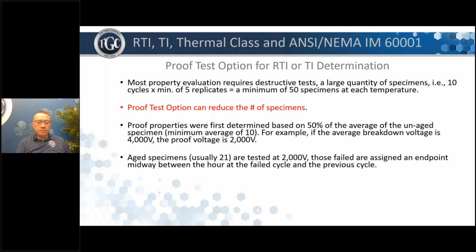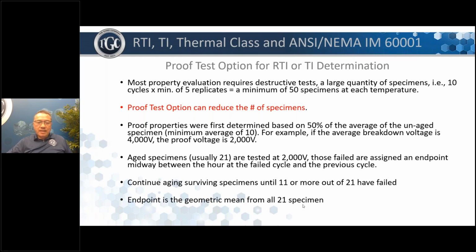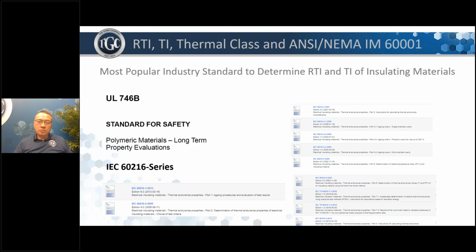Those that fail will be assigned an M-con midway between the hour at the failed cycle and the previous cycle. And those you pass, you just put back into the oven and keep aging until 11 or more of them fail. Then the remaining ones will be assigned the M-con hour at the last cycle. And then you take the geometric mean, that will be the M-con at that temperature, and you do the Arrhenius plot just like what I demonstrated before. So that is what UL calls the proof test method. I bring it up because it's important when we reach the end.